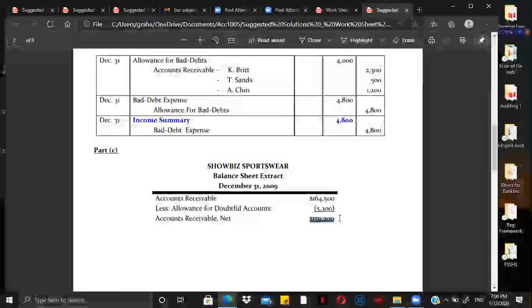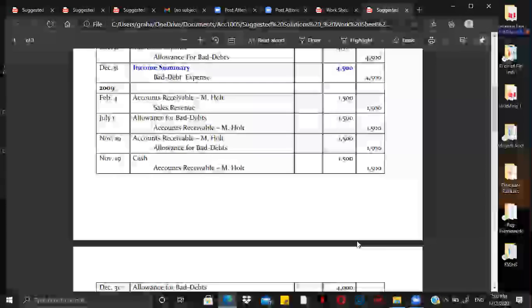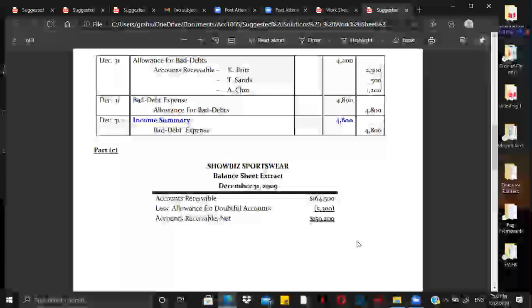And lastly, we basically transfer this to the income summary. We close it out, just like what we did up at the first one.